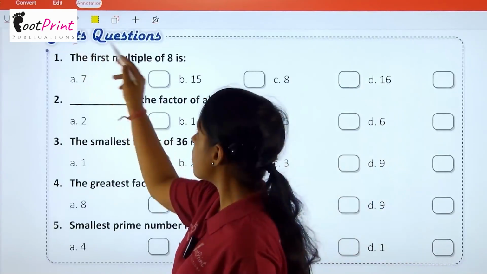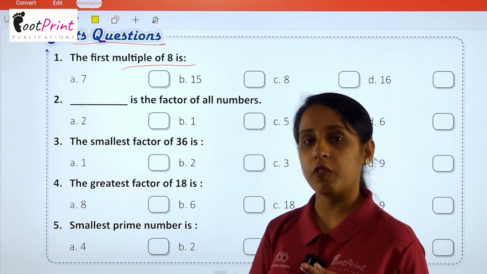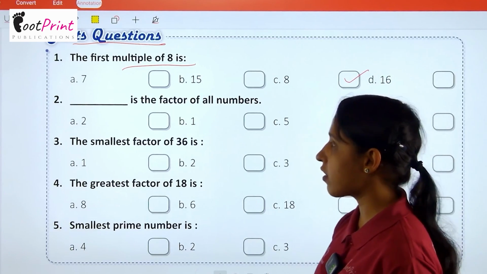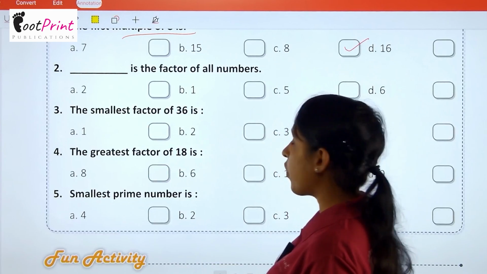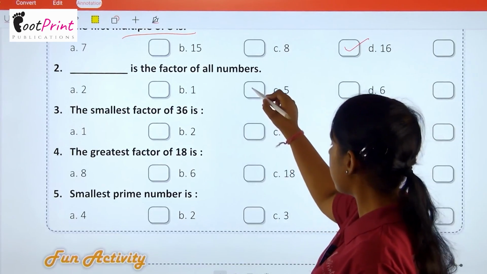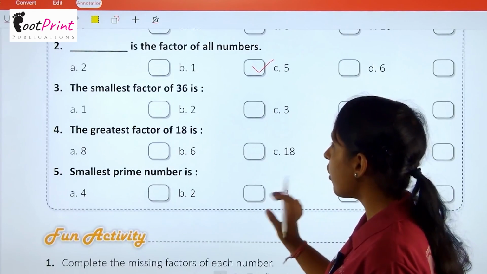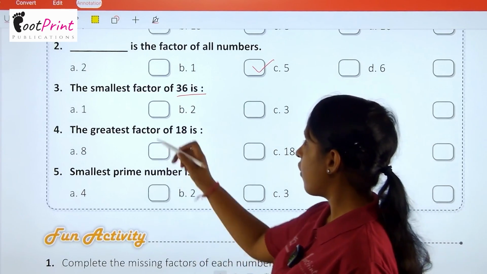Now move to the fourth question. The first multiple of 8. So what is the first multiple of 8? The number itself. 8 ones are 8. So option C is correct. Then, dash is a factor of all numbers. So what is the factor of all numbers? 1. As we know, 1 is multiplied by all numbers. The smallest factor of 36. So what is the smallest factor of 36? 1.